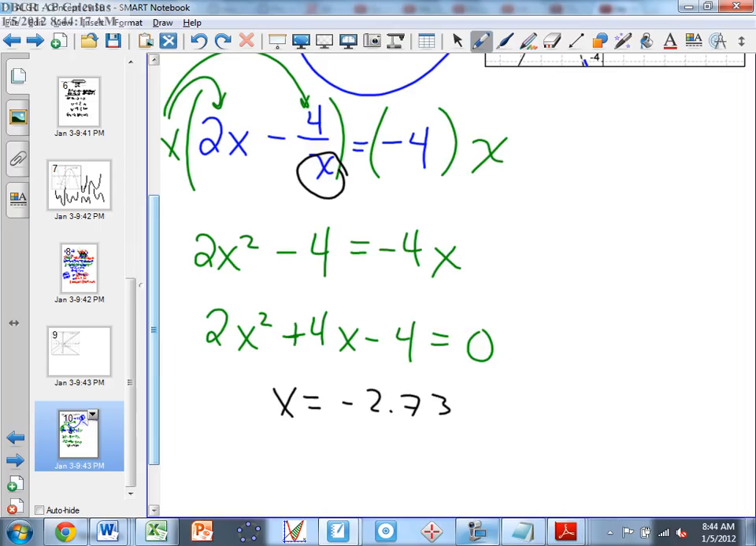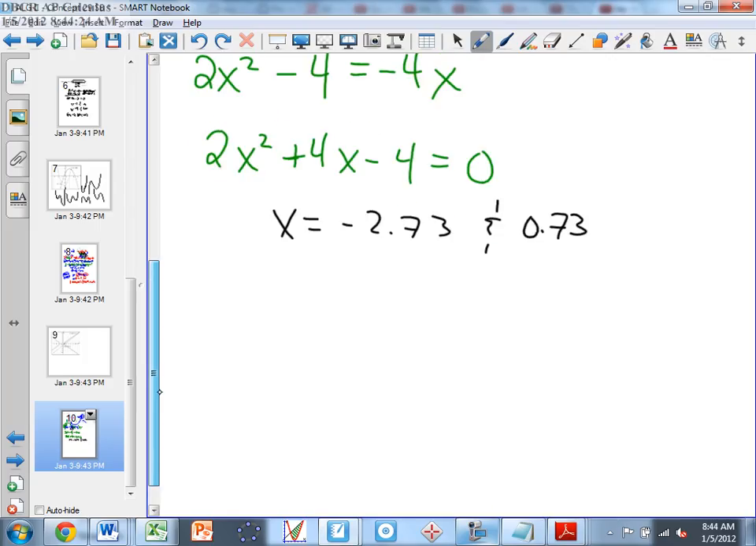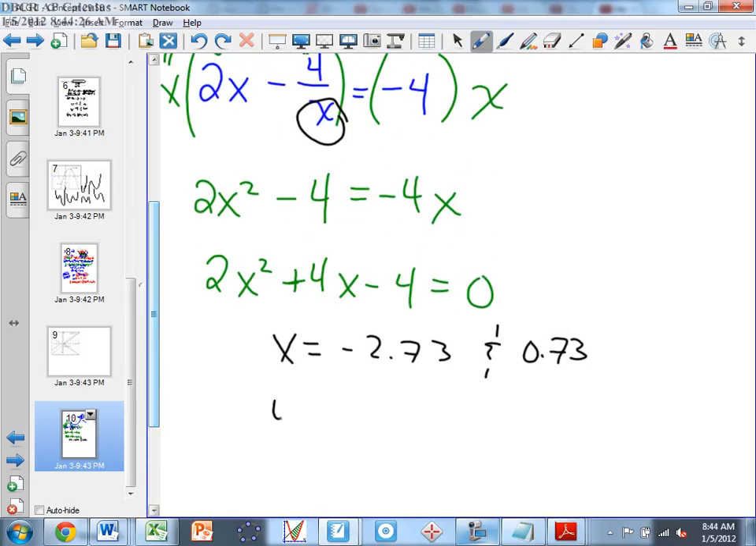-2.73 and, very good, 0.73. Again, run this into your quadratic formula or quadratic program. We got 2x squared minus 4 equals -4x. I mean 4x, right? -4x. And then you got 2x squared plus 4x. I just moved the 4x over.